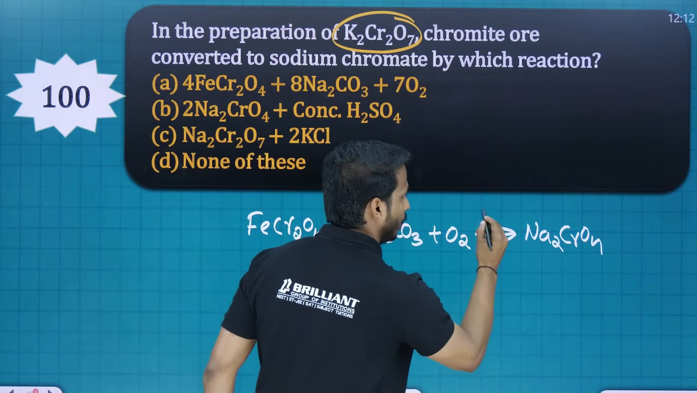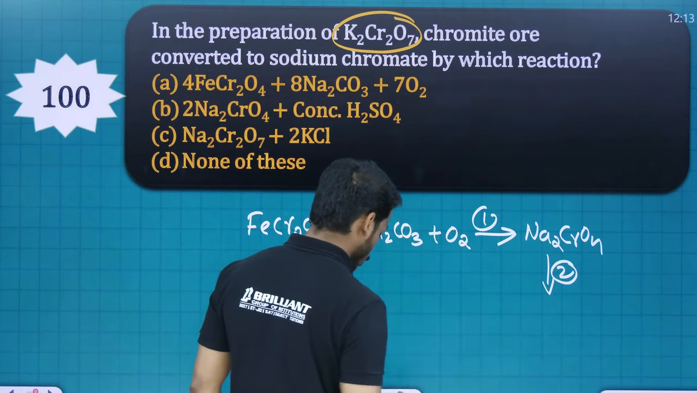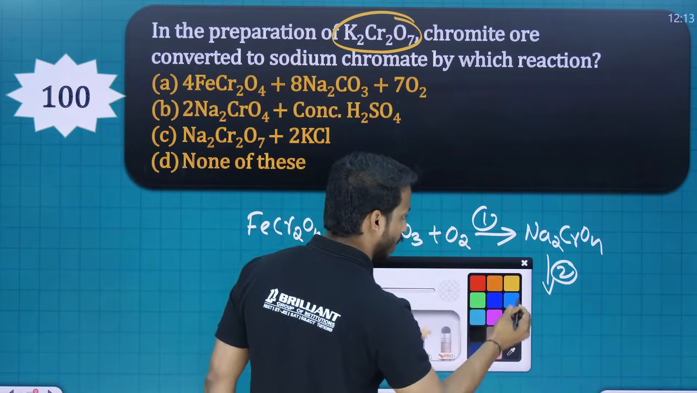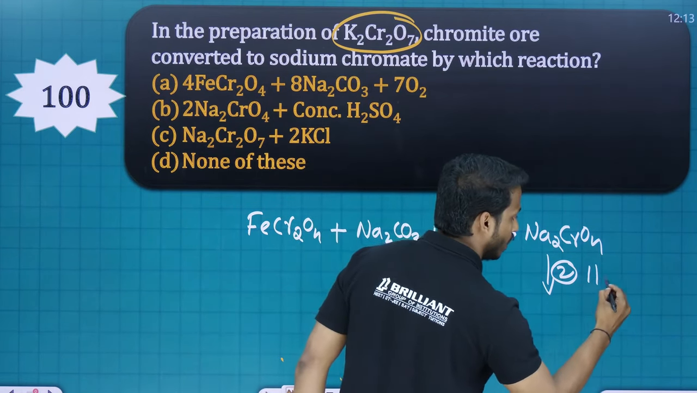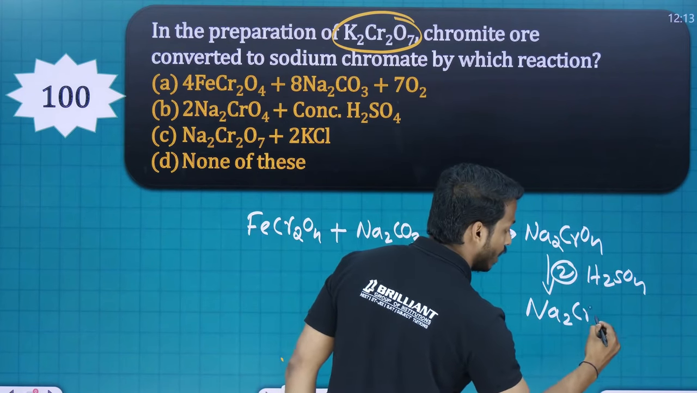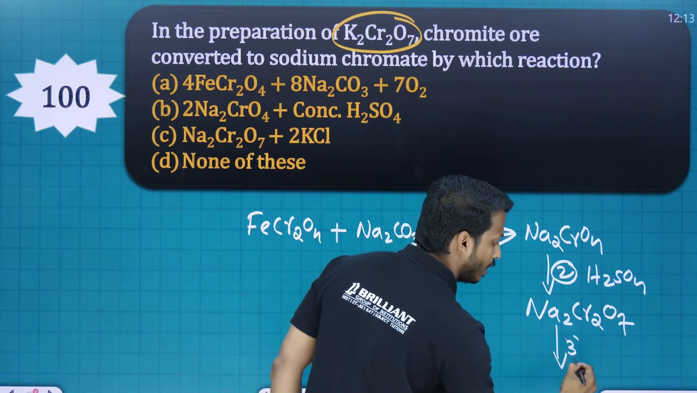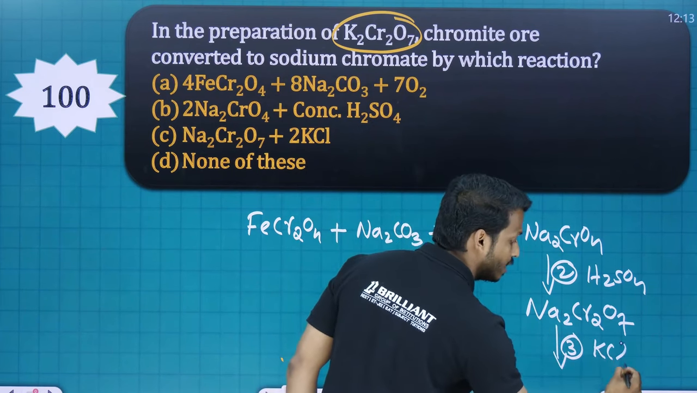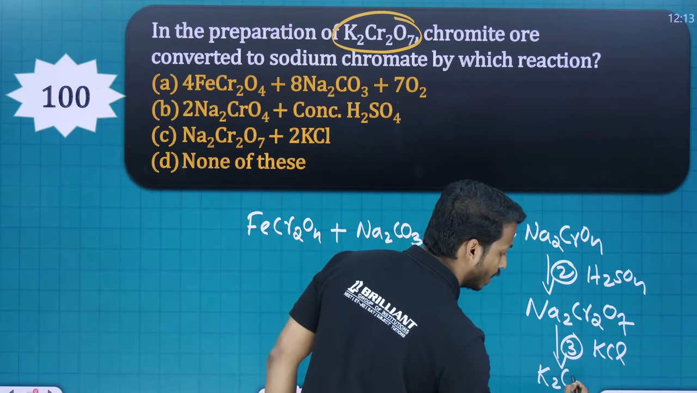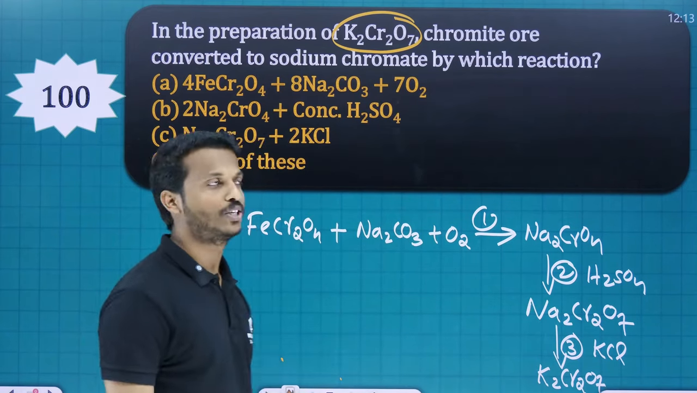Second step, this is the first step. In the second step, you know what happened? Sodium chromate we will react with the acid, H2SO4. Sodium chromate becomes Na2Cr2O7, sodium dichromate. The sodium dichromate in the third step we will treat with KCl. So potassium comes, you will get K2Cr2O7. Sodium dichromate becomes potassium dichromate.